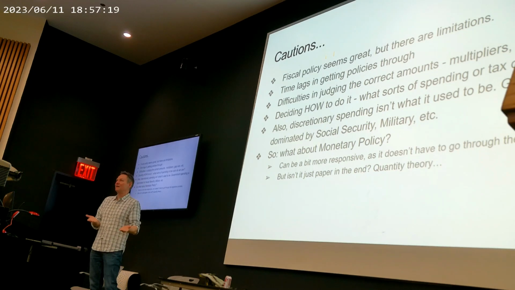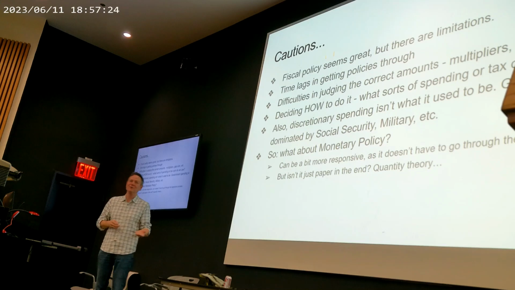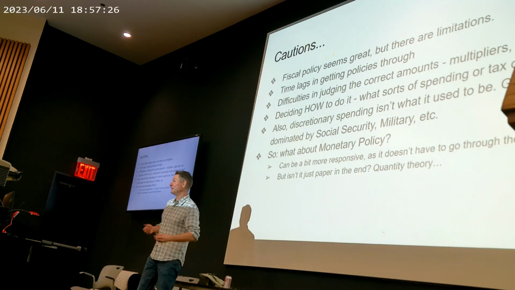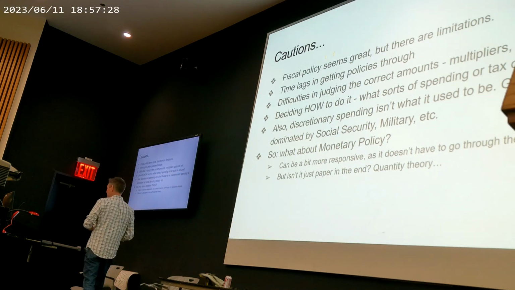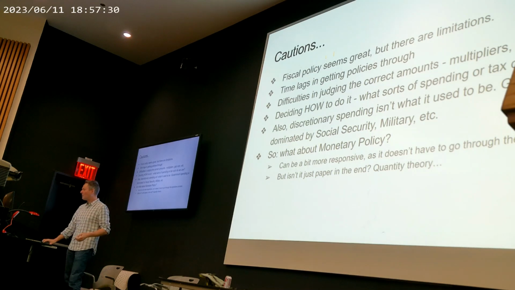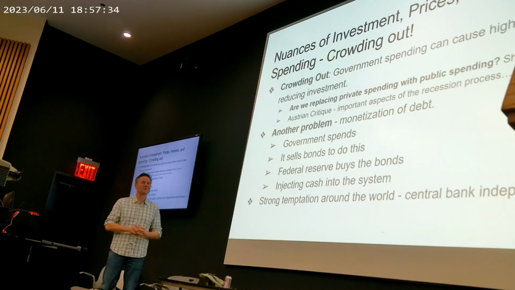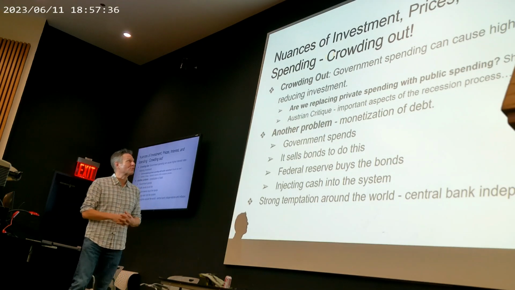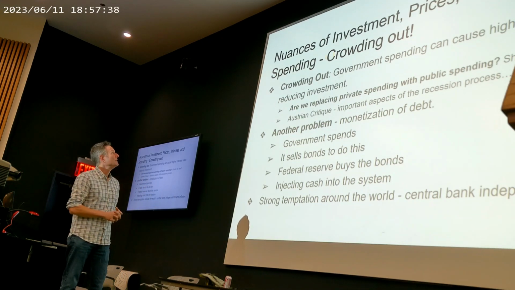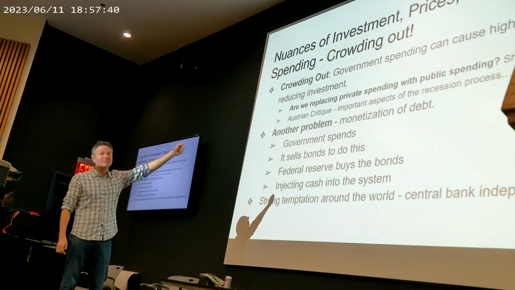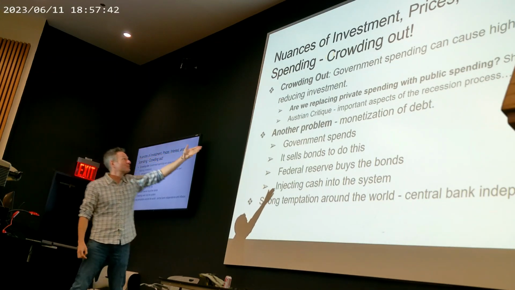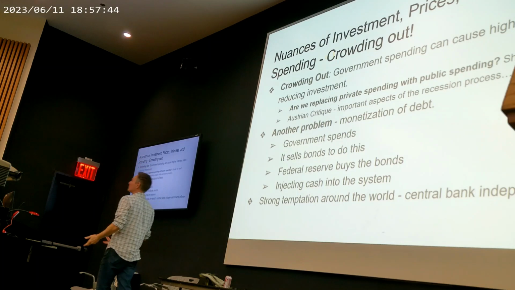You might say we can't keep indefinitely expanding the money supply. We know where that goes. That just causes inflation, right? We have a lot of examples of that happening. So there are these other cautions, and it turns out there's even more cautions, right? One of which is crowding out, right? So government spending can actually cause higher interest rates, reducing investment. That's one type of crowding, right?